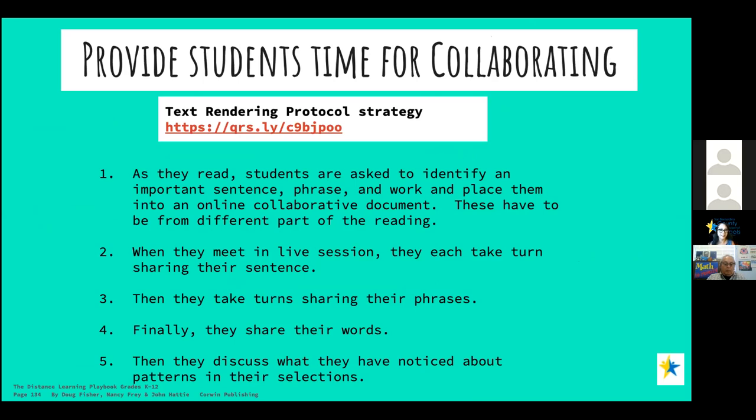Yes. So providing students with time for collaborating. So this one is the text rendering protocol strategy, and I will let the video play.